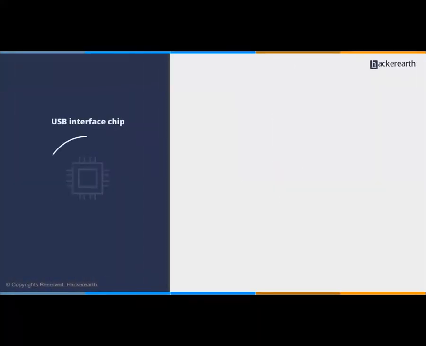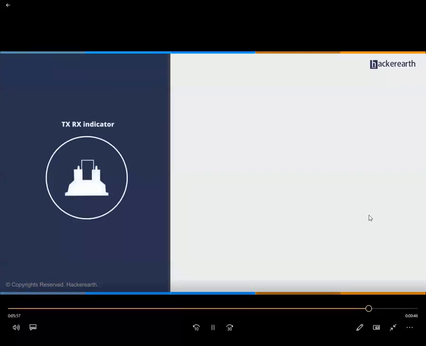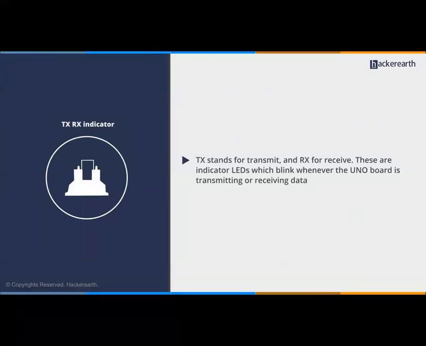Now we'll look at the USB interface chip. Think of this as a signal translator. It converts signals in the USB level to a level that an Arduino Uno board understands. The last one is the TX-RX indicator. TX stands for transmit and RX for receive. These are indicator LEDs which blink whether the Uno board is transmitting or receiving data.